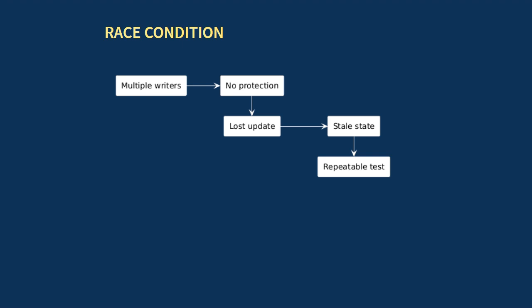Why did it pass the sequential test if the design was already wrong? Because the test never applied the pressure that exposes the invariant violation. Sequential success only tells you the happy path is reachable, not that concurrent writers cannot corrupt the state.